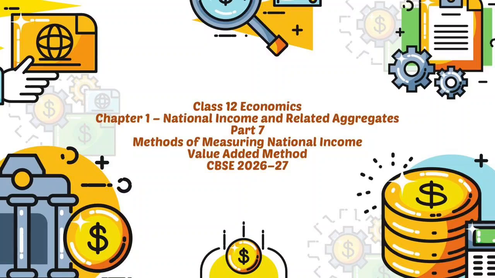That's why economists have developed a scientific method to calculate total production of an economy. Today we will study the first and one of the most important methods, the value added method. This topic is extremely important because questions based on value added method, double counting, and numericals are frequently asked in CBSE Board Examination. By the end of today's class, you will be able to solve board numericals confidently and understand why economists never count the same product twice.